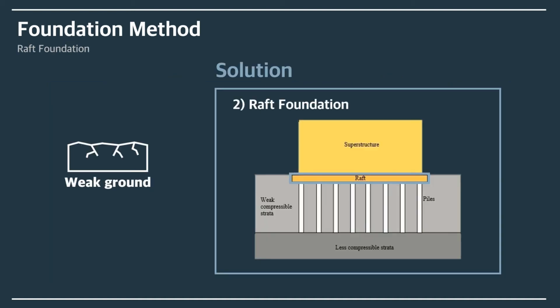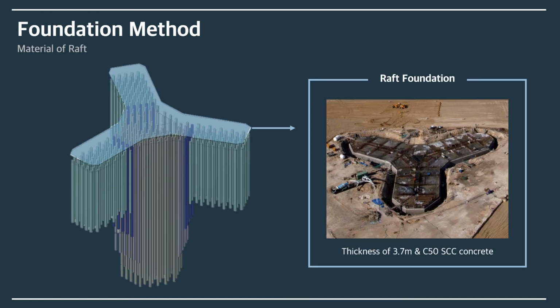Next, raft foundation. To overcome weak ground, a raft foundation was also used. A raft foundation, also called a mat foundation, is essentially a continuous slab resting on the soil that extends over the entire footprint of the building, thereby supporting the building and transferring its weight to the soil. This reduces the stress on the soil. In Burj Khalifa, the raft foundation has a thickness of 3.7 meters and was constructed in 4 separate pours.